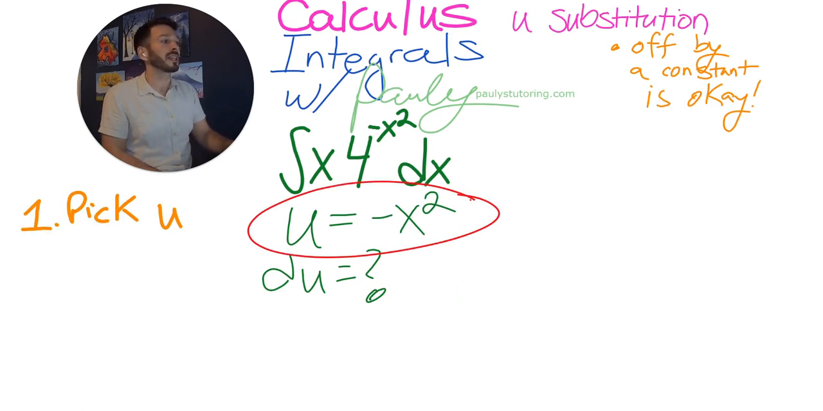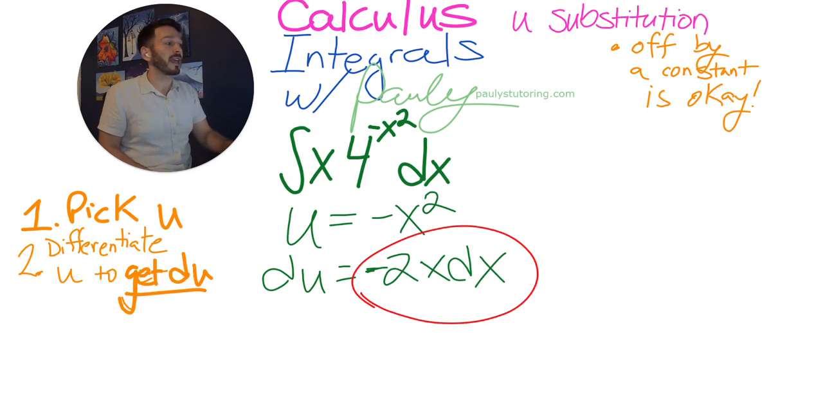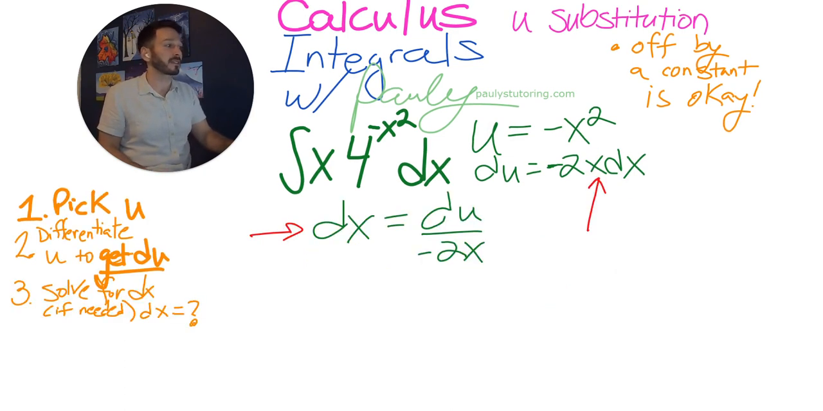So our u is going to be negative x squared, because the next step is to differentiate it and get du, and then I'm going to get negative 2x dx. Well, I see the negative x squared, and I see the x, that's something more foundational, right? That's an actual function. I don't see the negative 2, but you know what? We can fix that. So what we're going to do now is to solve for dx and get dx alone.